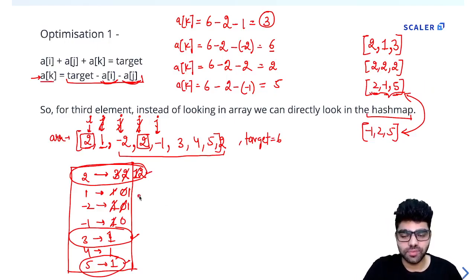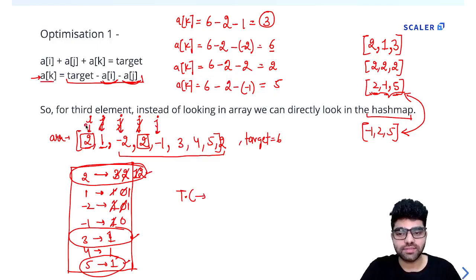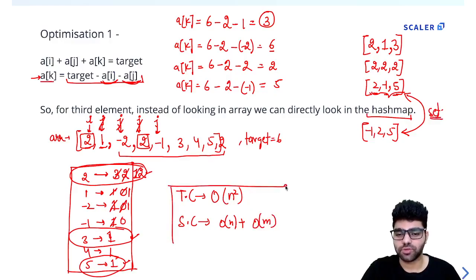Alright, what will be the time complexity of this approach? Now we are considering all the possibilities of i and j, all the pairs of i and j. So the time complexity is going to be big O of n square. And the space complexity is going to be, I'm using one hash map, big O of n. And in order to have the unique triplets, I need to use a set. So big O of m. This is going to be your overall time and space complexity.